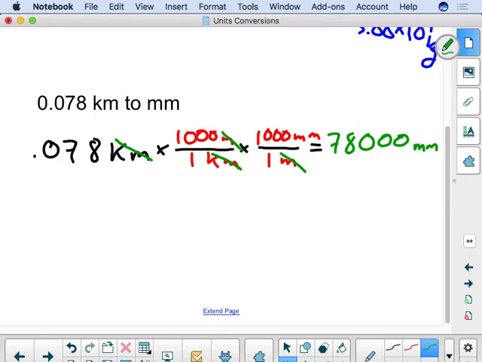Which has 2 sig figs conveniently. If you want to write that as 7.8 times 10 to the 4th, you can. Questions on that?